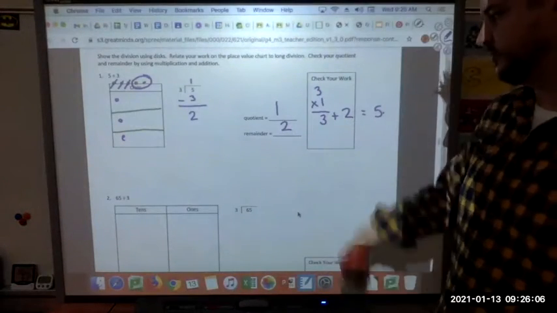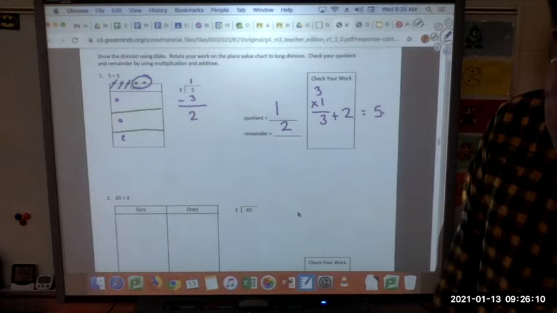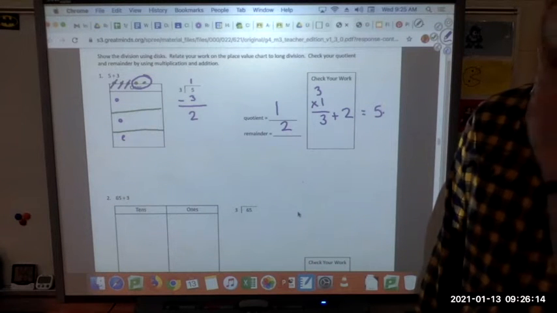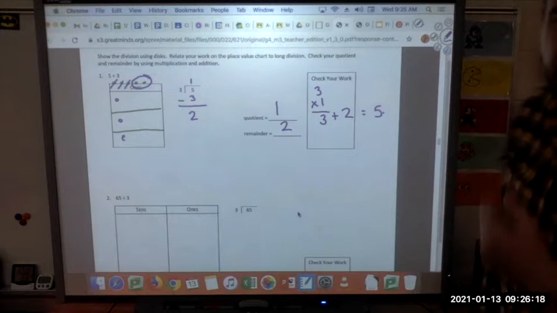So let's look at number 2. I'll give you a second. Check your work. And if you haven't put that into the assessment forms, you need to do that as well.